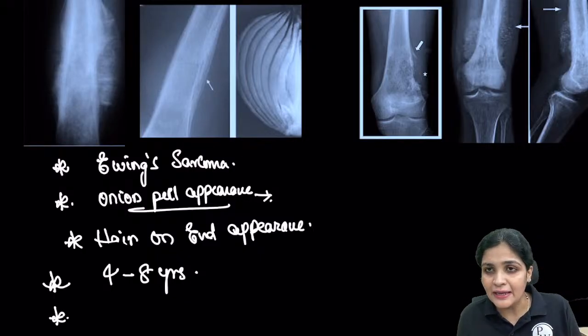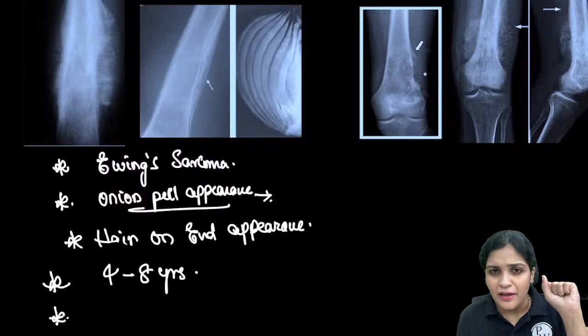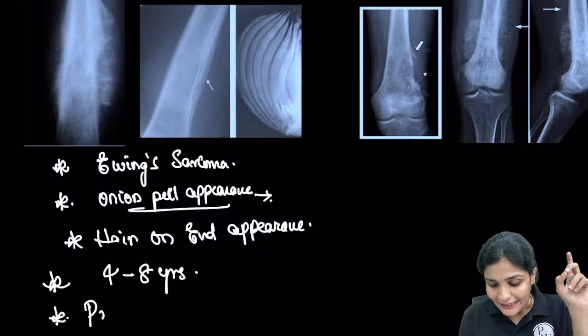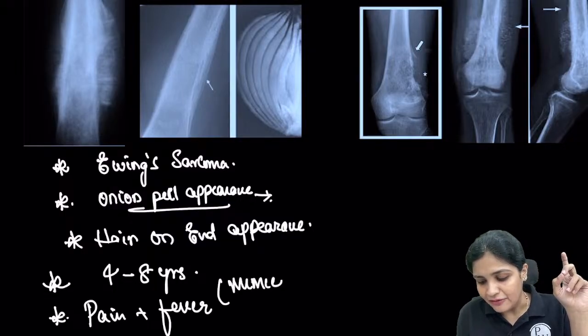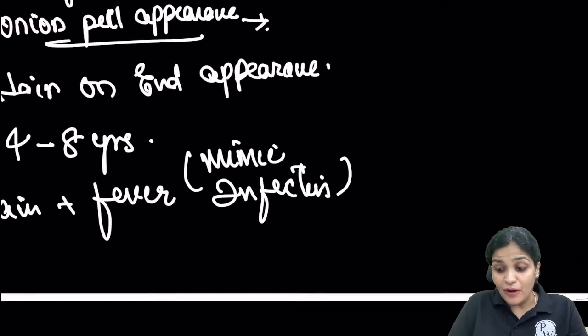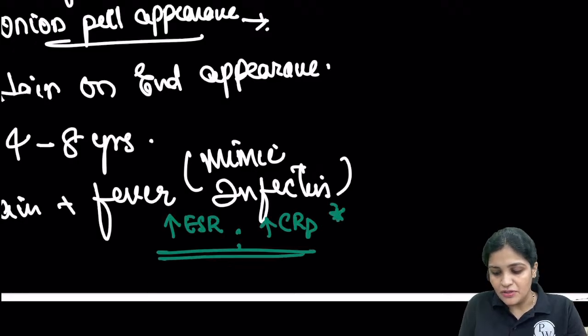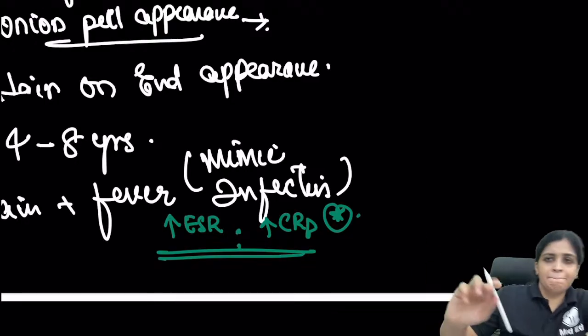And the next thing you have to remember about Ewing sarcoma. Whenever somebody says Ewing sarcoma, these are the important things which should strike. First, the patient will come with pain and fever. So it will mimic an infection, it will mimic osteomyelitis because you see pain and fever. And one more important thing is there will be a raised ESR and raised CRP in case of Ewing sarcoma. This is one of the most important and peculiar things which you have to remember.